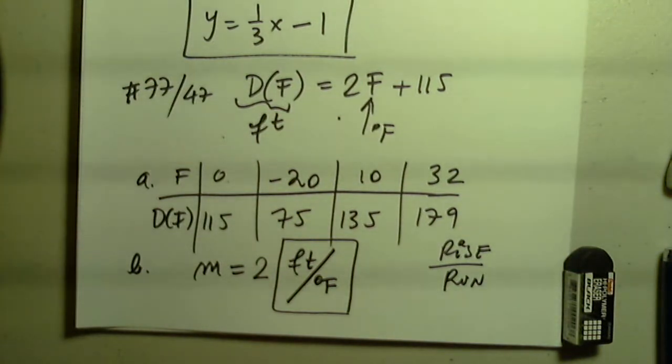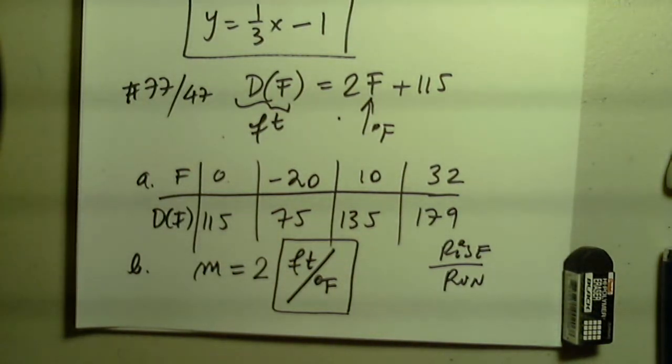So we interpreted the meaning of the slope. One more time: for every degree Fahrenheit, the distance increases by 2 feet.